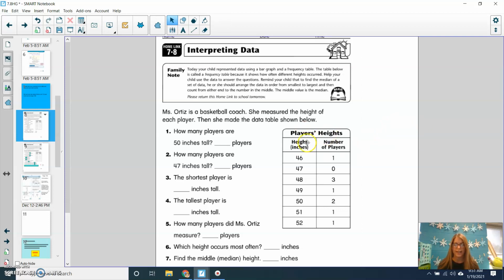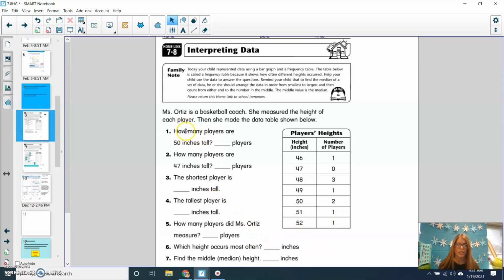So you can see the height in inches, and then you can see the number of players that were those heights. So I can see one person was 46, nobody was 47, 3 people were 48 inches, one person was 49, 2 people were 50 inches, one person was 51 inches, and one person was 52 inches. So let's talk about some of these questions.